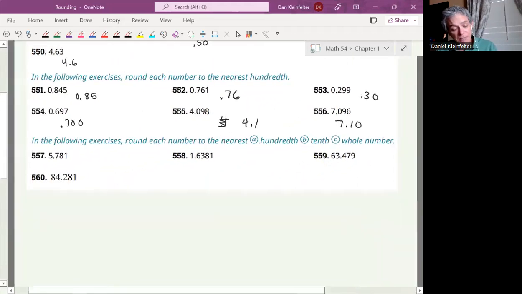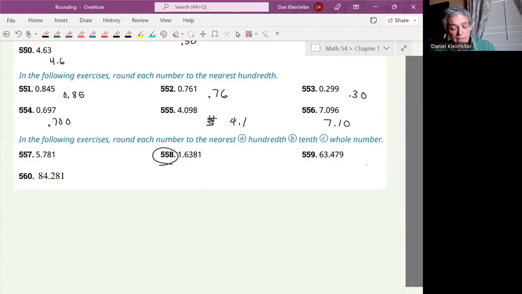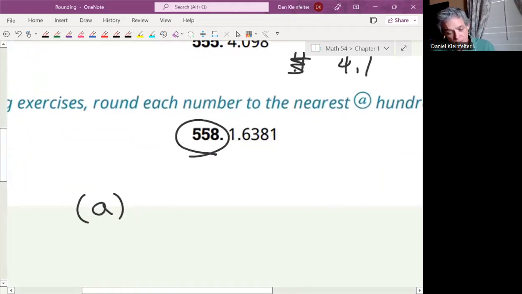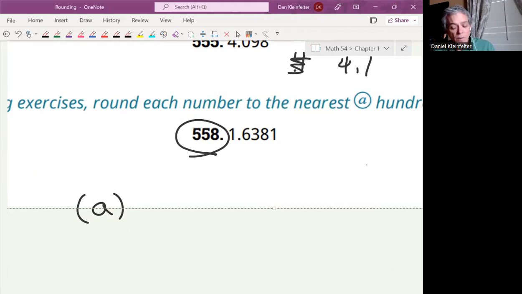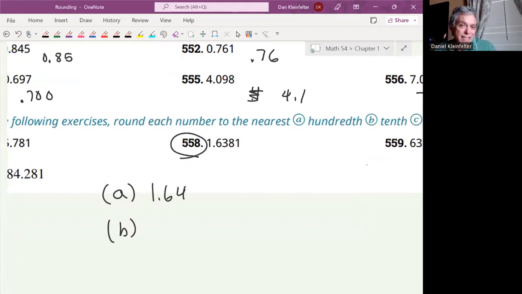Okay, and in the last part for the rounding, we're rounding each number to the nearest hundredth, tenth, and whole number. So let's do 558. 1.6381 to the nearest hundredth. To the nearest hundredth, that's where the 3 is now. The digit to the right is an 8, and so we'll be rounding up. That will be 1.64. That's to the nearest hundredth. If we want to round to the nearest tenth, though, the digit in the tenth place is a 6. The digit to the right of that is a 3. So we'll be rounding off, not up, if you like. And so that's just 1.6.